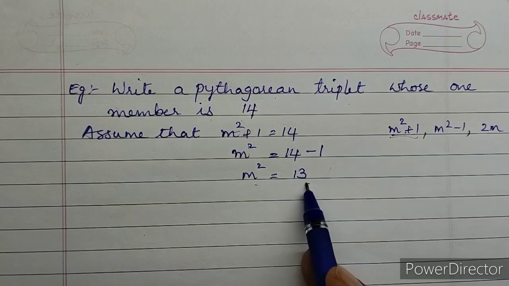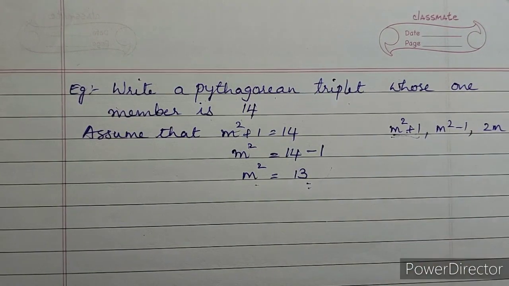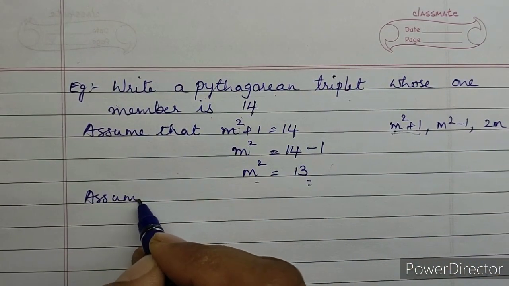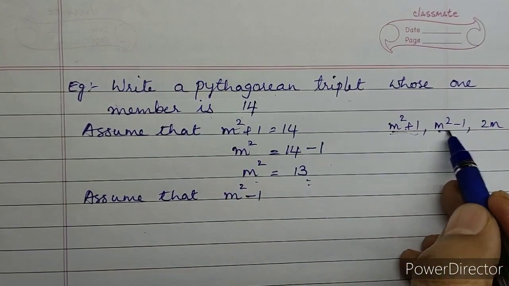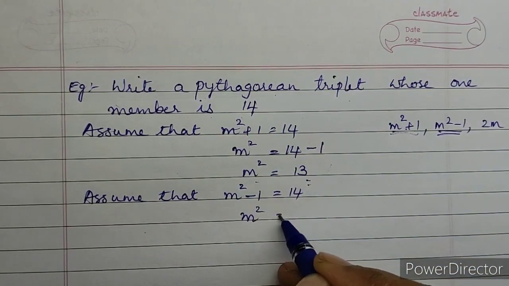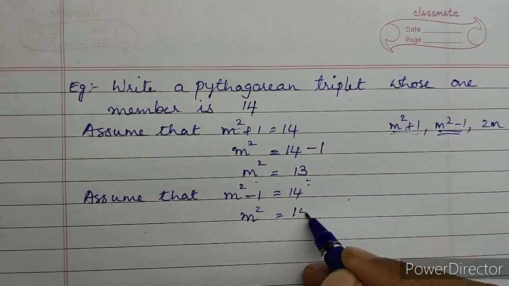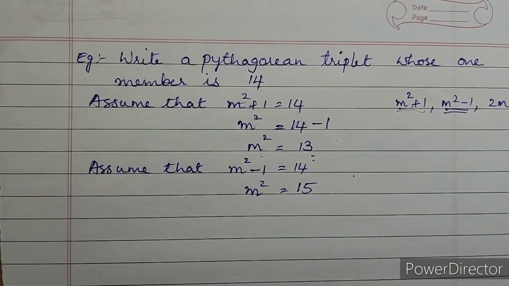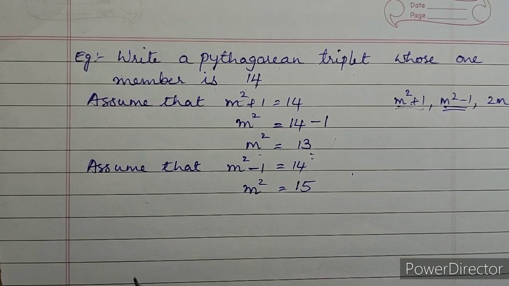So you can't find m square. 13 is not a perfect square, so you can't find m then. So leave that, don't take that. Next one, you assume that m square minus 1 is equal to 14. So m square equals, the minus 1 will transpose, so it becomes 14 plus 1, which is 15. Again, 15 is not a perfect square number, so you can't find m now. There are methods to find it, but now you don't know them, so leave it like that.